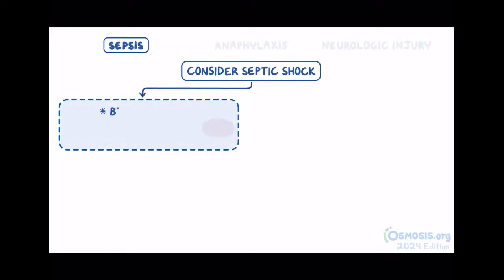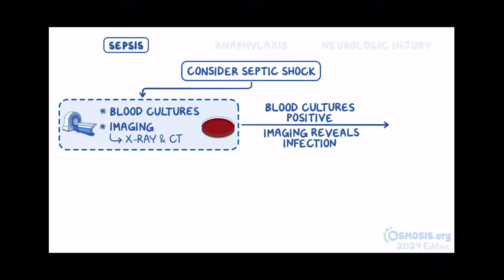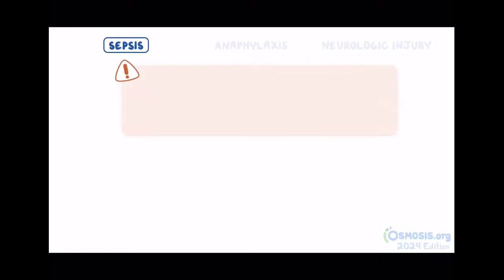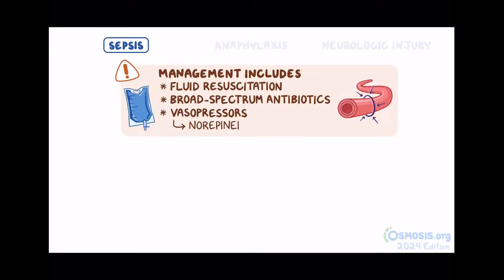These findings should make you consider septic shock, so order blood cultures and imaging like X-ray and CT. If blood cultures are positive and imaging reveals a source of infection, this supports the diagnosis of septic shock. Here's a high-yield fact. Management includes fluid resuscitation, broad-spectrum antibiotics, and vasopressors like norepinephrine or dopamine.